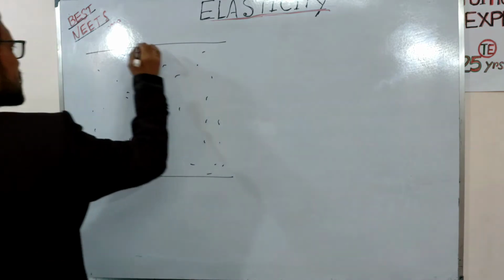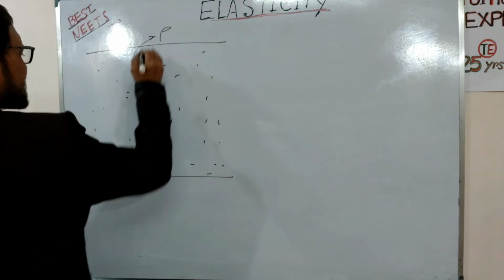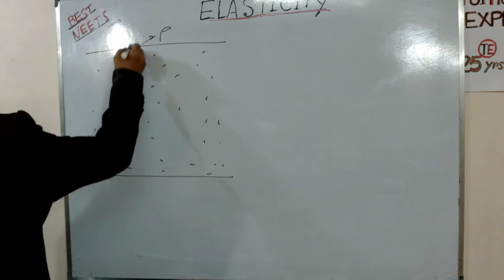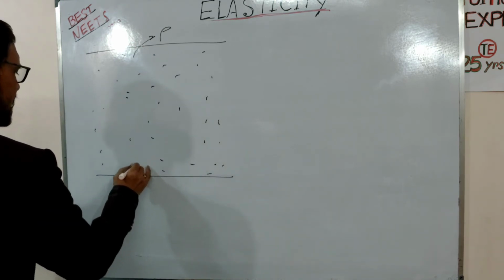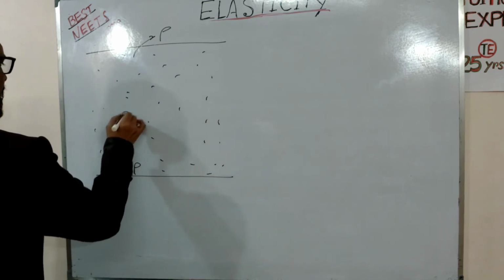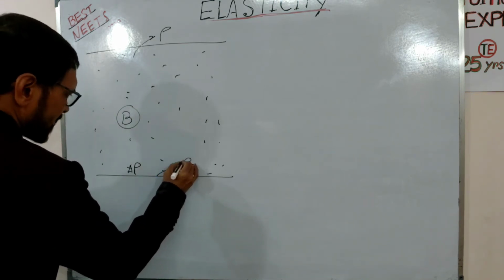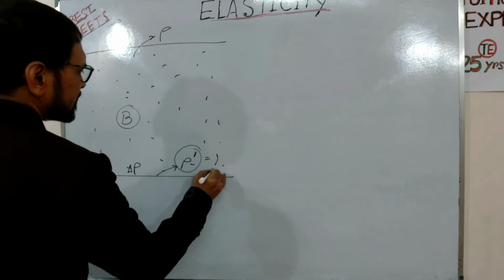Next problem: in an ocean, the density of the water at the surface is rho. If the pressure difference between the surface and the bottom is del P and the bulk modulus of the water is B, what is the density at the bottom? Rho dash equals what?